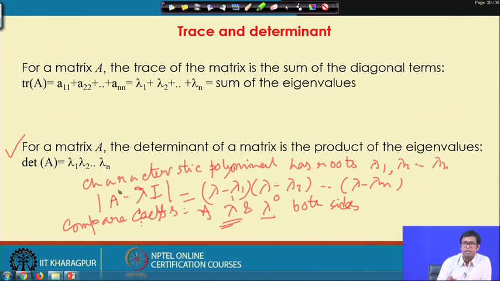Similarly, if you write the characteristic polynomial, and I will show you the characteristic polynomial in the next class, comparing the coefficient of lambda, which is lambda 1 plus lambda 2 up to lambda n, will give, if you expand this, the trace of the matrix: A11 plus A22 up to ANN is equal to lambda 1 plus lambda 2 up to lambda n, the sum of eigenvalues. So, if we know the eigenvalues, we can find out the trace and the determinant of the matrix.